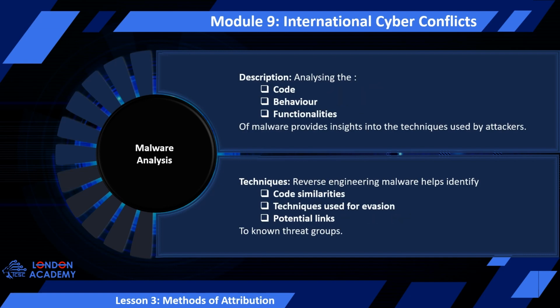5. Malware analysis. Analyzing the code, behavior, and functionalities of malware provides insights into the techniques used by attackers. Reverse engineering malware helps identify code similarities, techniques used for evasion, and potential links to known threat groups.